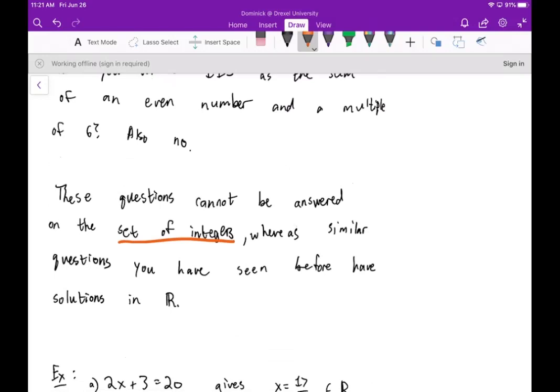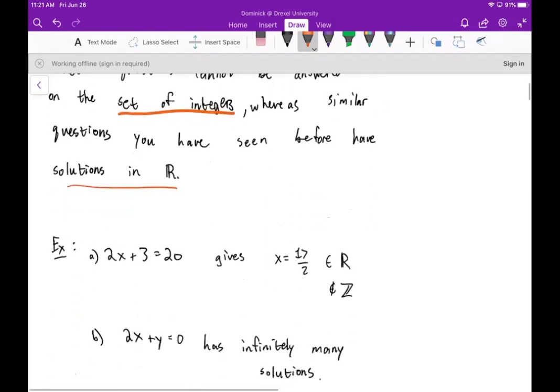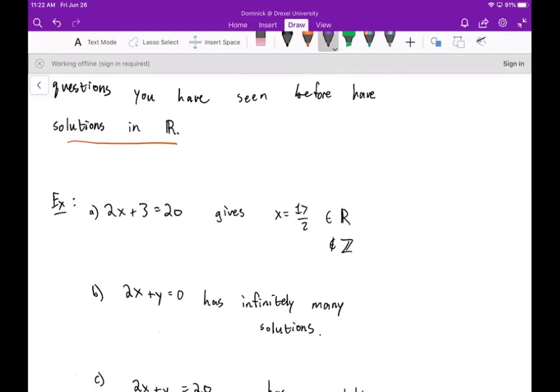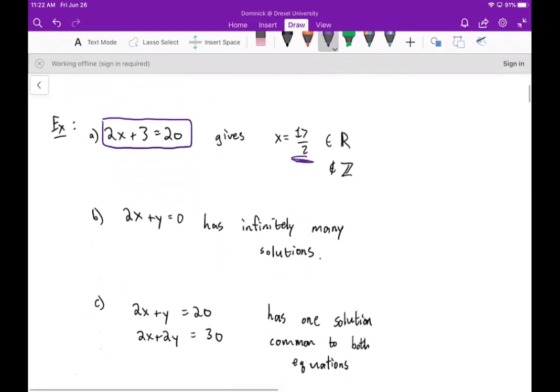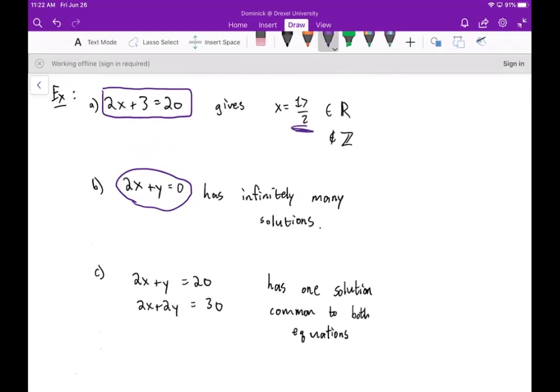Now, we've seen similar questions before, but most of the time they would have solutions among the real numbers. For example, when you took an Algebra 1 class, you talked about how to solve something like 2x plus 3 equals 20. You would subtract 3 from both sides and get 17, and then divide by 2 and get that x is equal to 17 over 2, which of course is a real number and not an integer. Now the equation 2x plus y equals 0 has infinitely many solutions, but we're going to come back to something like that.